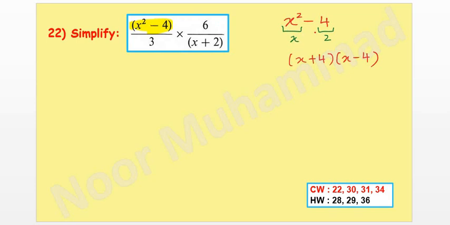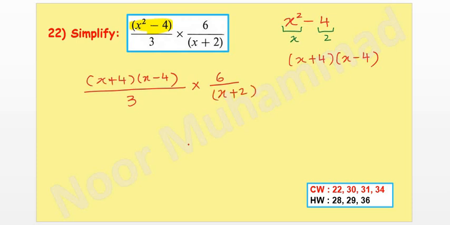How? x squared is the square of x, 16 is the square of 4. We can use the formula for the difference of squares, a squared minus b squared. So the answer will be (x plus 4) times (x minus 4). Now this highlighted expression will be replaced by its answer, that is (x plus 4) over (x minus 4), times (x minus 4) over 3, times 6 over (x plus 2). Now let's see what we can cancel. We can cancel here, and I have to write over here 2.